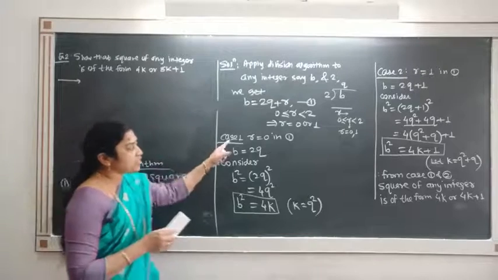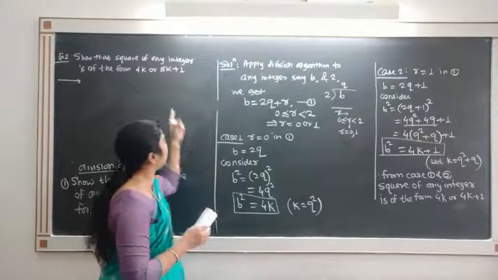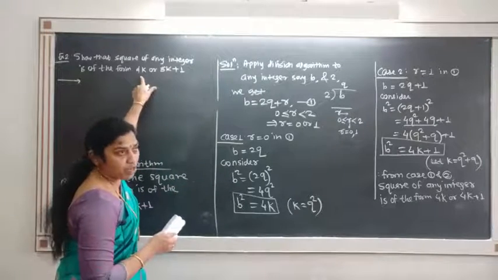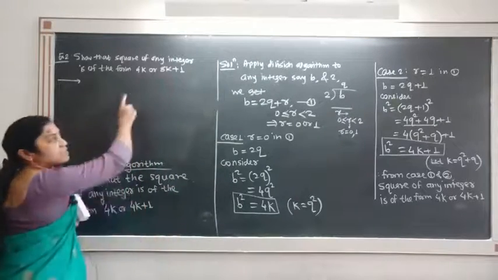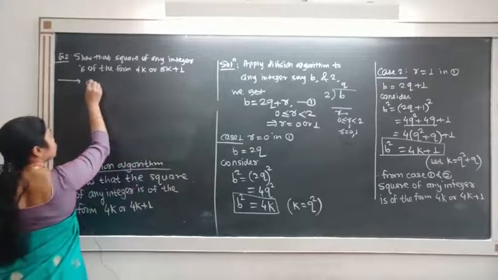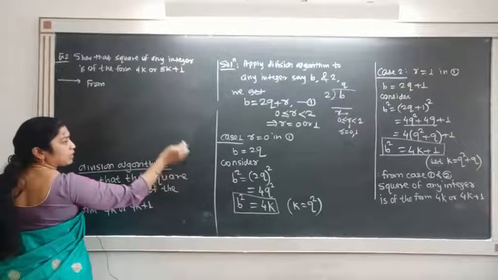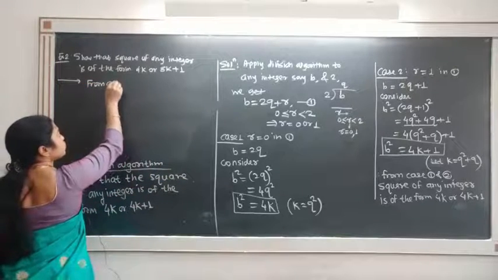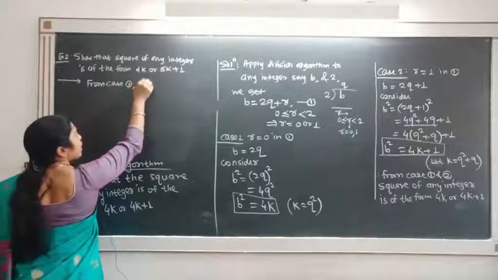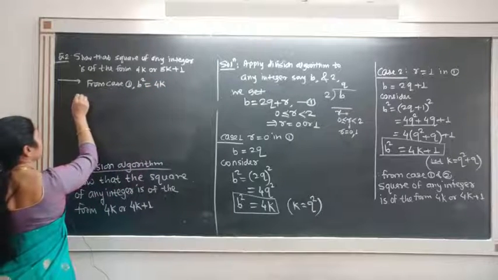In the first case, we have proved that it is of the form 4k. Similarly, in this case also, we will get the square of the integer is 4k. Case 1 will be the same as above. From case 1 above, I will use that example directly: b square is of the form 4k. So consider only case 2.